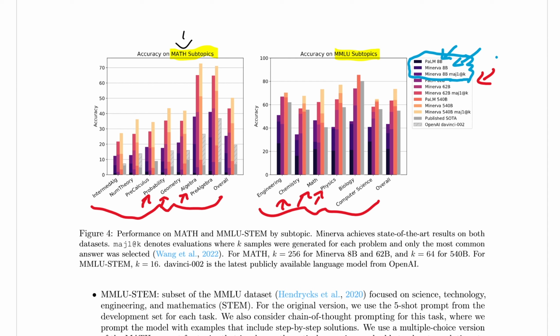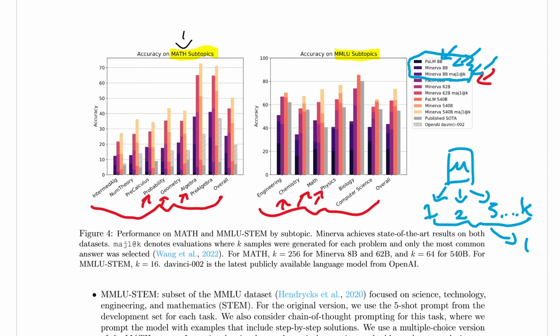And then we have Minerva 8 billion, and then this majority, MAJ, stands for majority 1 at K. And that essentially means instead of doing a 1-shot, Minerva is able to generate a bunch of candidates. So if we have our Minerva model, it will generate possible solution 1, possible solution 2, possible solution 3. You generate k number of solutions, and then from all of these, there's a voting system that takes place, and just one of these is chosen to be the final answer.